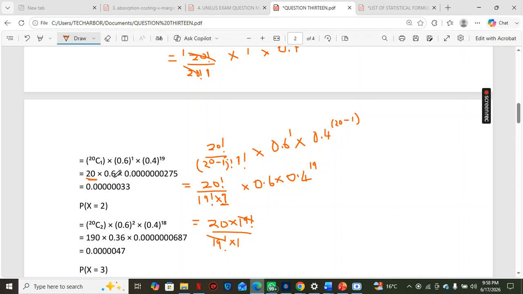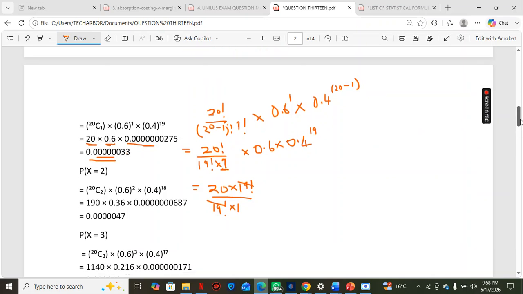0.6 to the power 1 is this. 0.4 to the power 19 is this. When you multiply this, this is the probability that one student prefers working in the banking industry. Okay, colleagues, this is 0.00000033, the probability that one student prefers working in the banking industry.